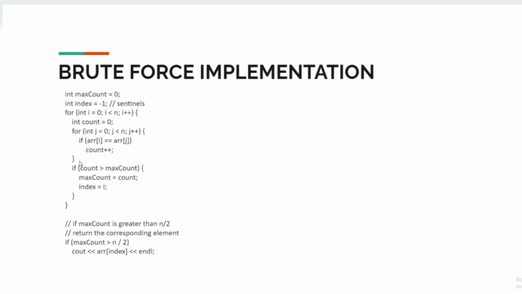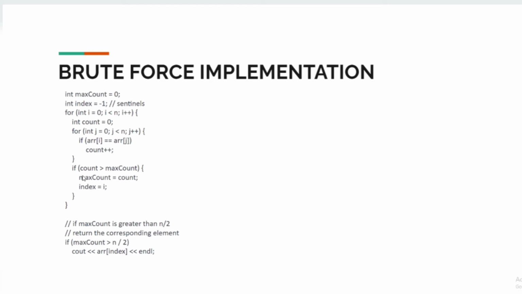So at the end of j, the count of the element that is pointed to by i will be calculated in count. We will check if count is greater than maxCount. We will update maxCount with the value of count and index with i. So this index will be storing the majority element.